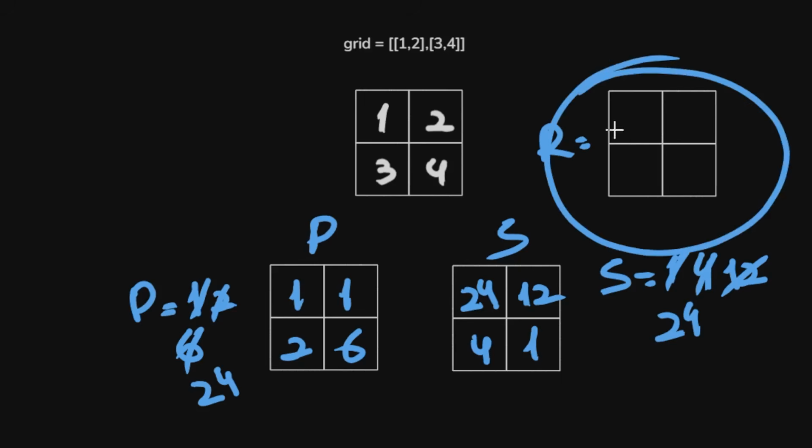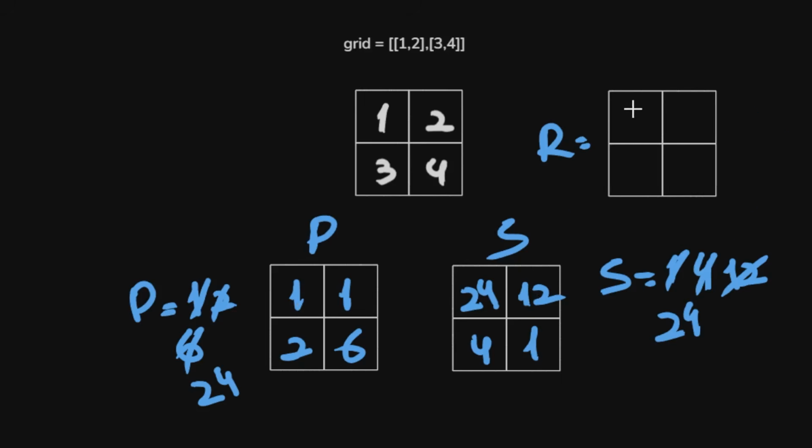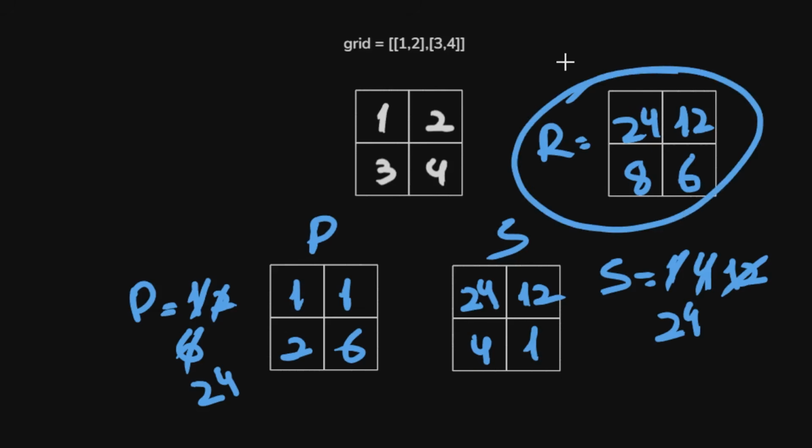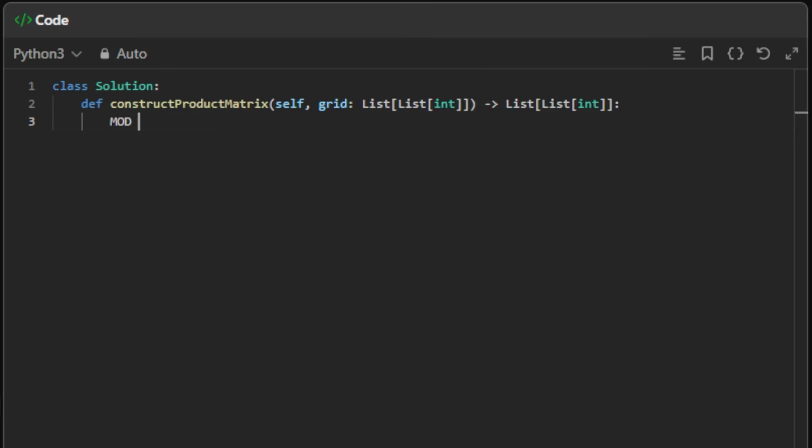And now we can build the result. We do 1 times 24, here we put 1 times 12, here we put 2 times 4, 8, and here we put 6 times 1. So we get the exact same result. We have a mod value 1, 2, 3, 4, 5. N is the length of grid. M is the length of grid at row 0.